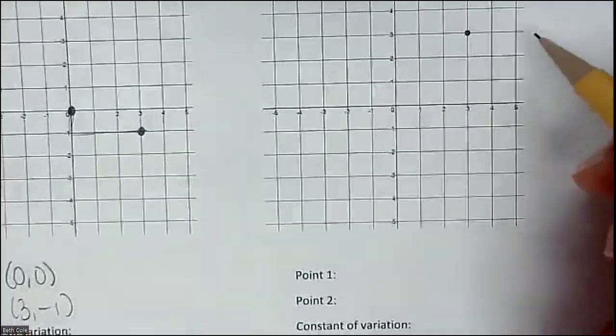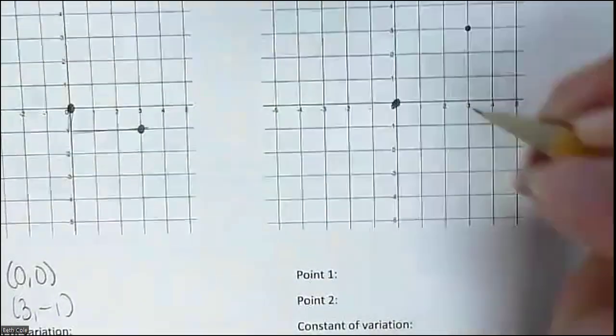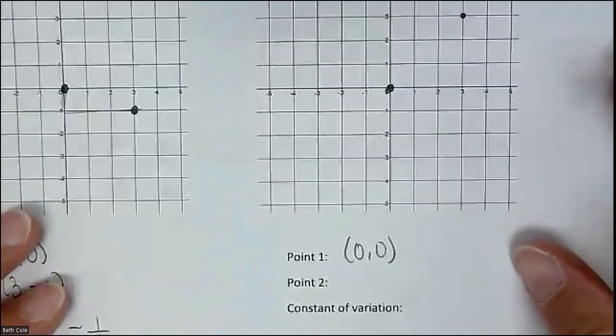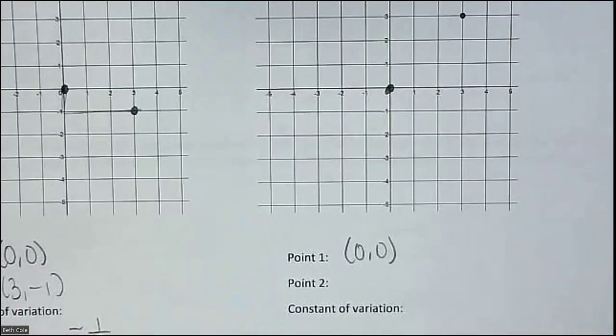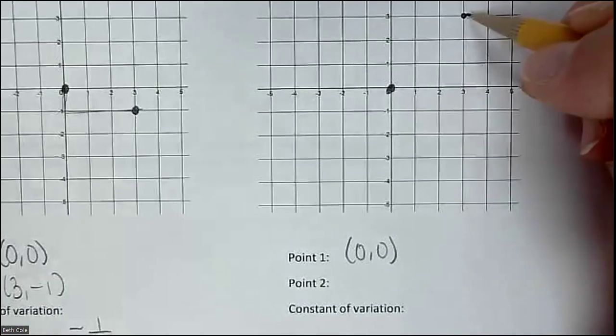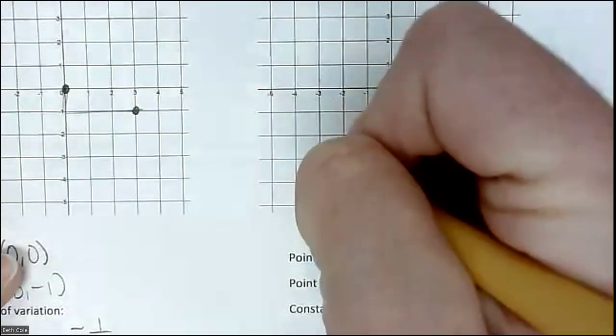So for this one, again, what should be the first automatic point? 0, 0. So put that one because it has to go through the origin. That's the definition of direct variation. And then there are a bunch of different options for this one. Can you come up with 1 other point so that it'll make a straight line? 3, 3 is already on there. So good. Perfect. -3, -3.